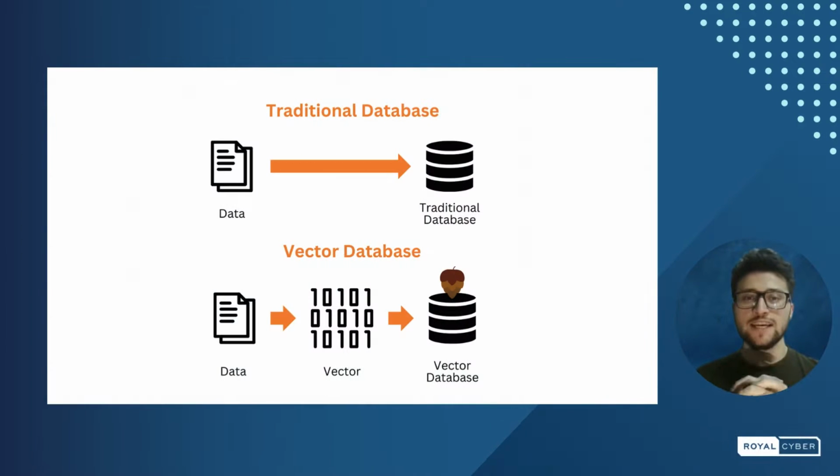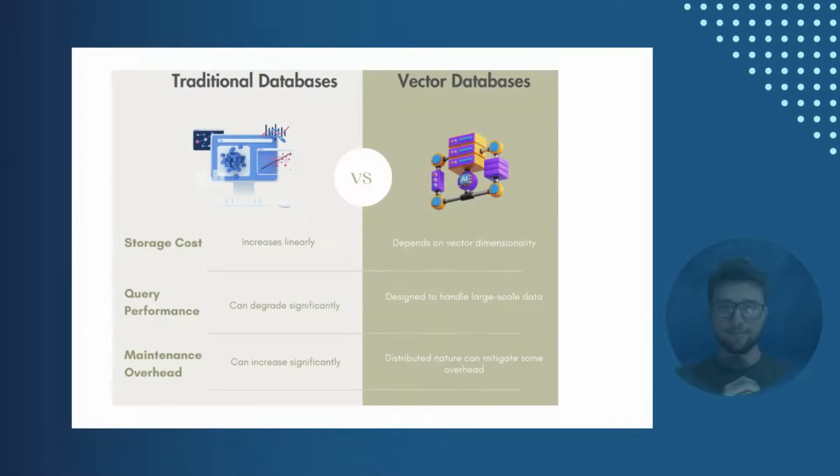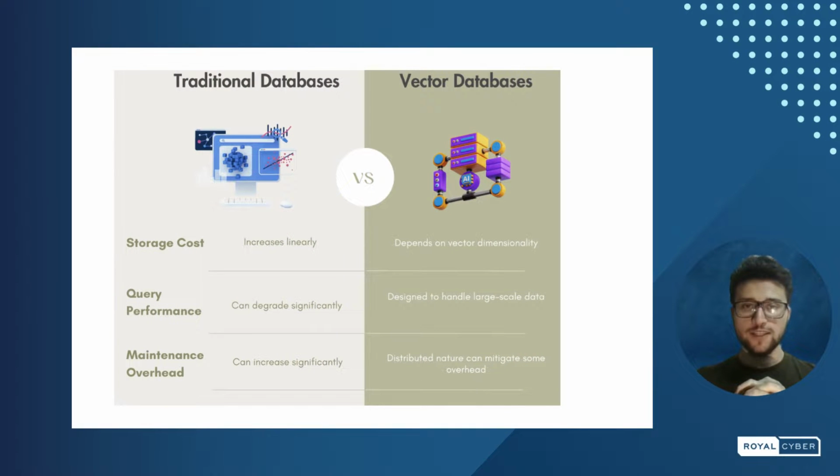Now let's analyze how different a vector database is from a traditional database. A traditional database stores data in the form of tables or collections, but a vector database is able to store data in the form of vectors. Let's look at some more differences. A traditional database's storage cost increases as the size of the data increases. And for a vector database, storage cost depends upon the dimensions of the data, which are the features or attributes of that data.